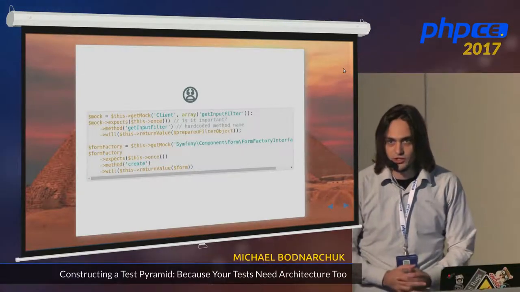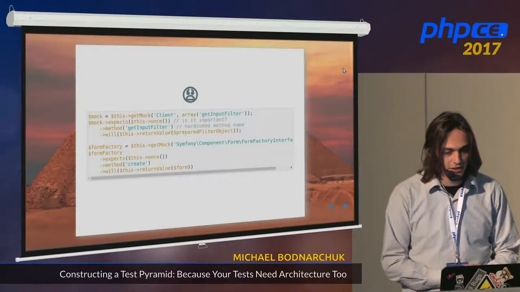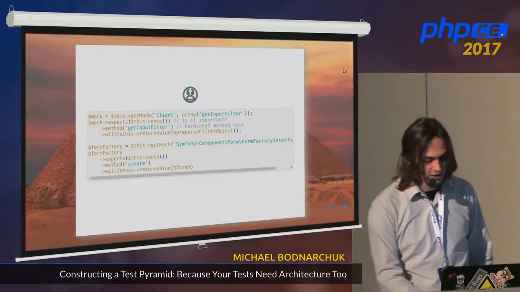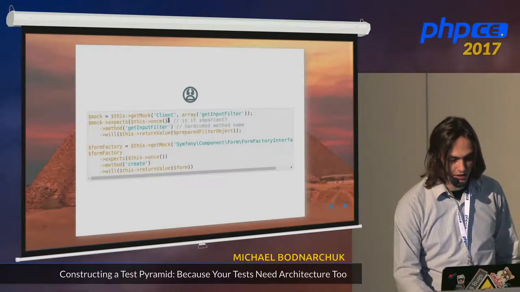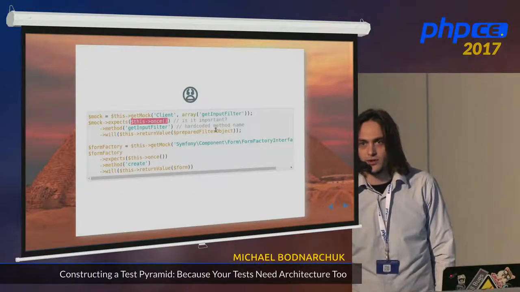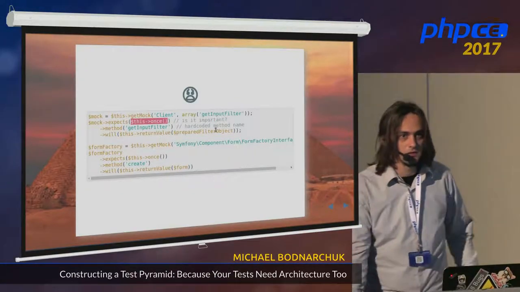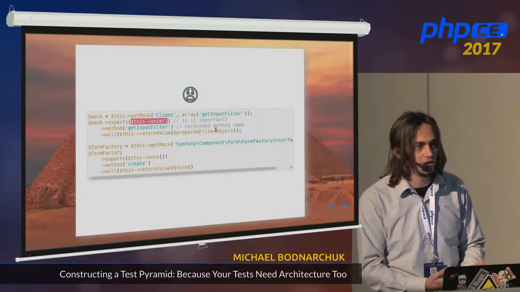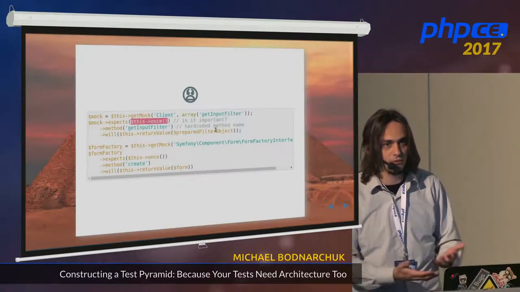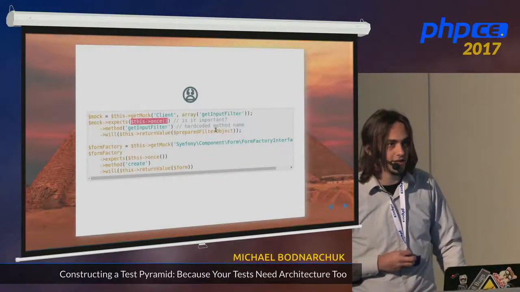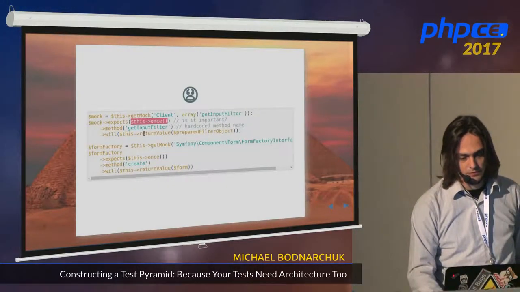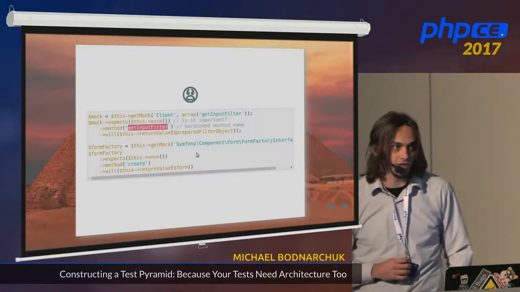I don't know why people like to use them, but you see, the first problem about this code is that it checks that this method will execute once. What happens if it is executed two times? How does it affect the specification of the feature? Okay, it was executed two times. The test fails, but the actual specification works. So is this requirement really necessary? No. Okay, next problem. We are mocking the get input filter method.